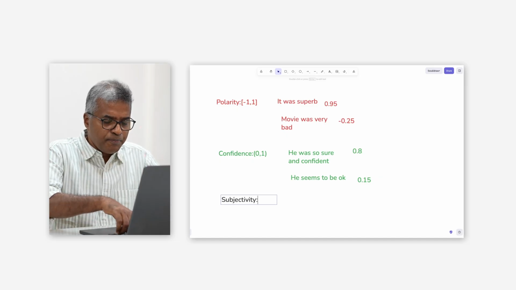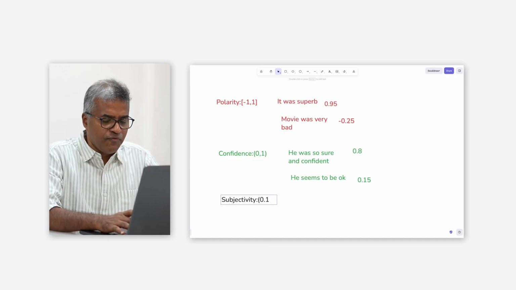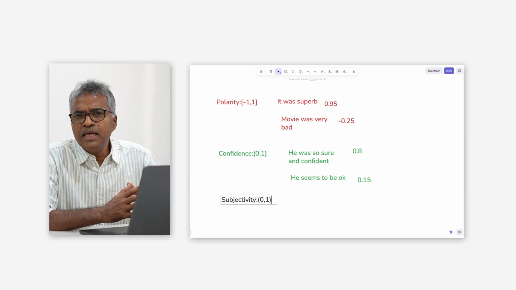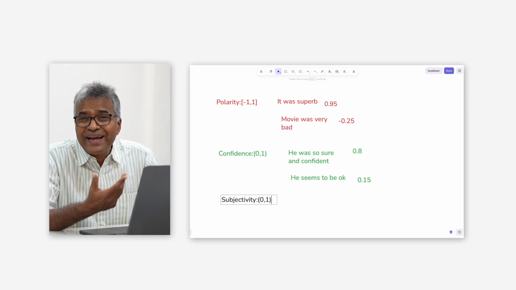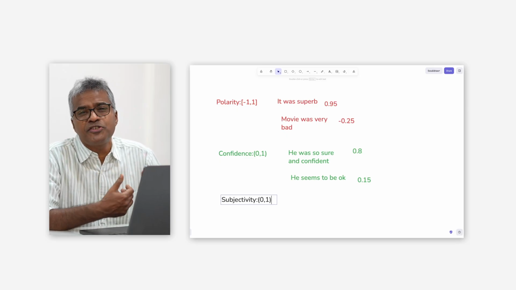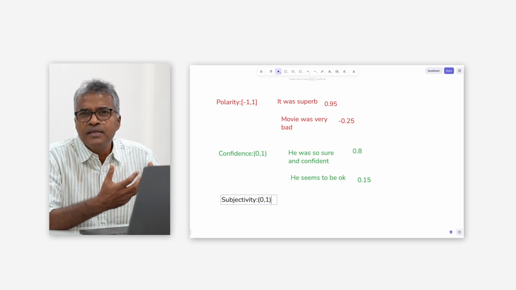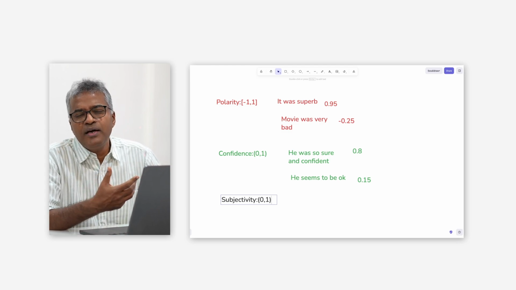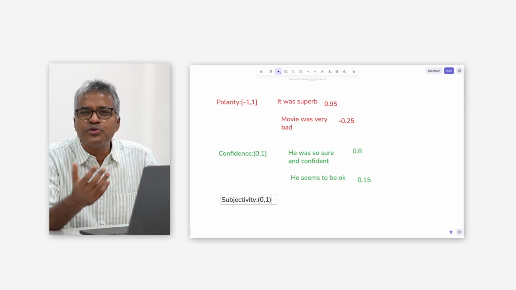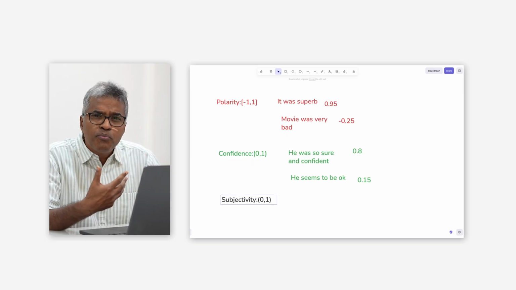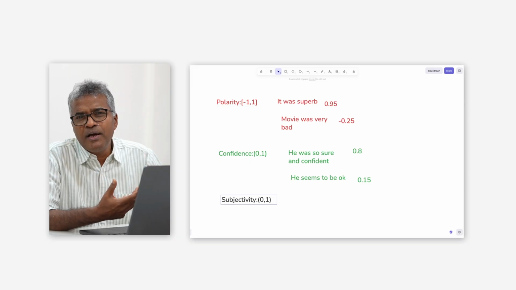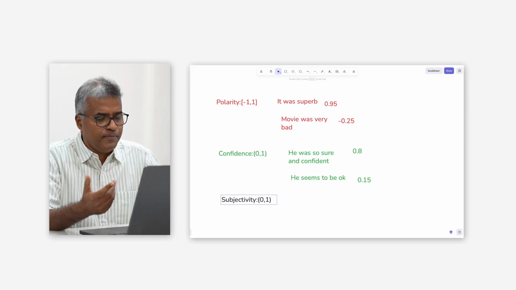Subjectivity again provides a value between 0 and 1. It gives an idea about how factual the information is or how opinionated the statement is. If the text is more factual, the respective subjectivity value will be close to 0, and if more opinionated, then the respective value will be close to 1.